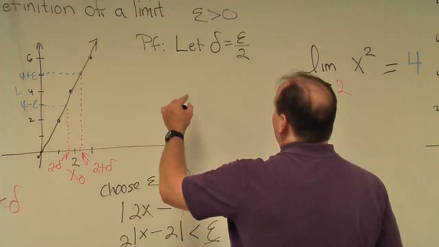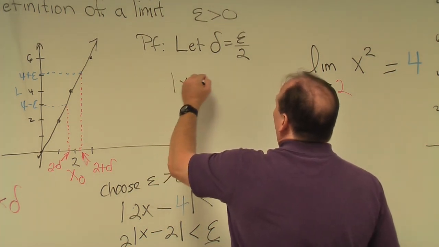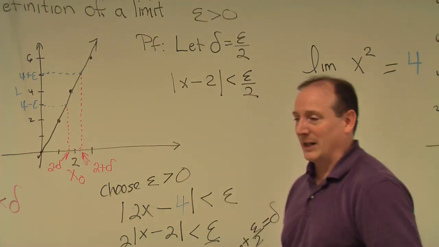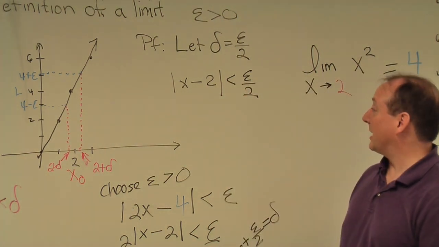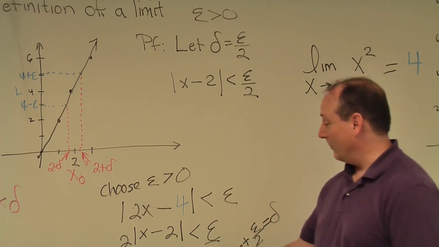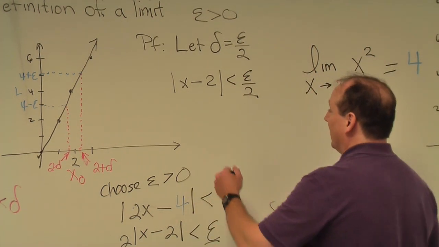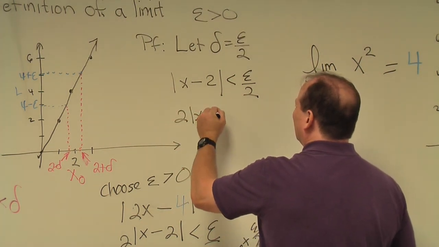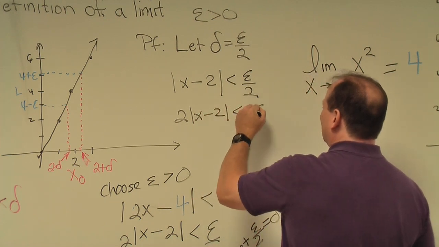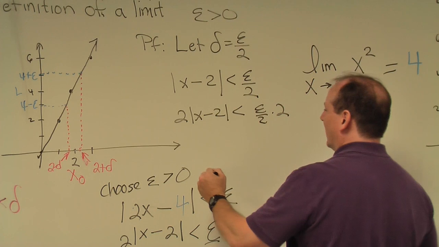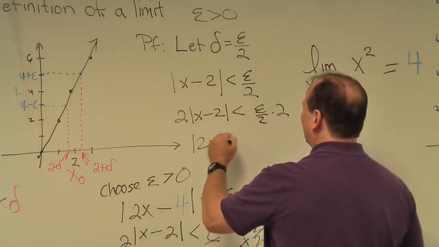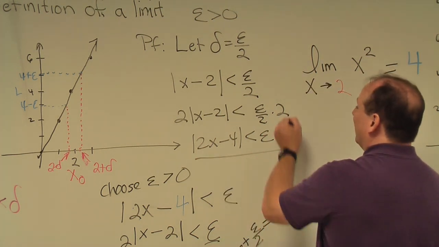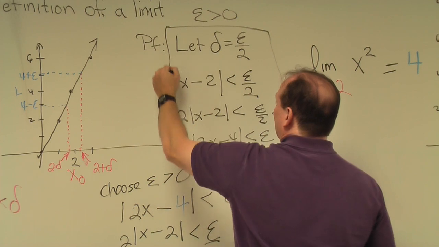So that means I'm going to let x minus 2 be less than epsilon over 2. And so I'm literally walking this up backwards. I'm going to multiply both sides by 2. And then this right here is the proof.